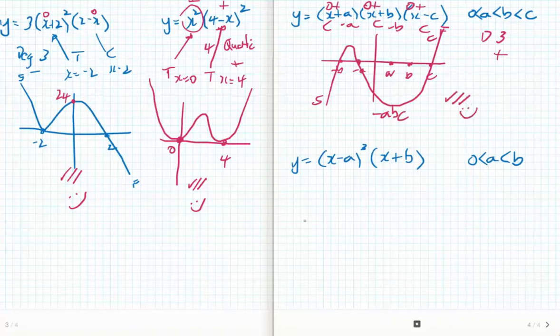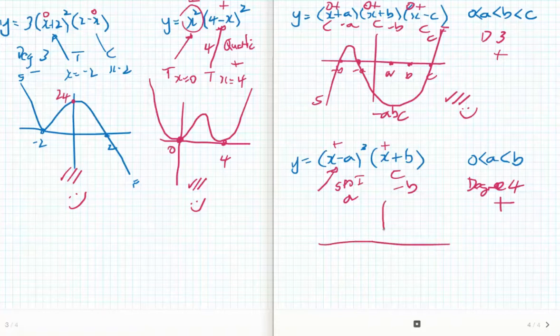Okay, example number 4. (x − a)³(x + b). Therefore, it's a degree 4. That x is positive, that x is positive, therefore it's a positive degree 4. I know I'm going to have a SPOI at x equals a, and I'm going to have a cut at x equals minus b. So I can draw my axes.